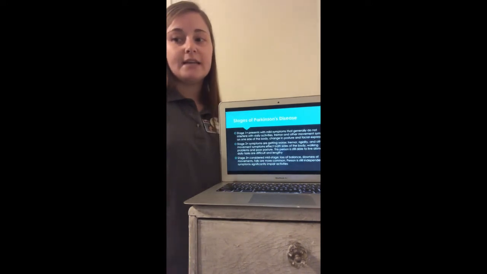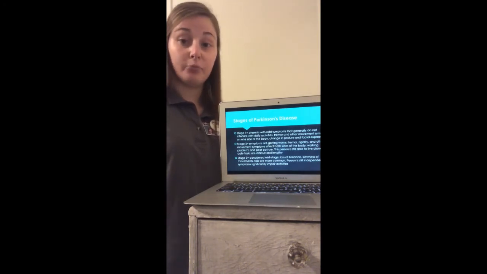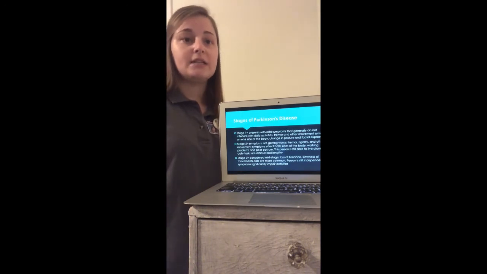So stage 3 is considered the mid-stage of Parkinson's disease. This is when the loss of balance begins, slowness of movements, they start having more falls. The person is still independent, but their activities are significantly impaired.